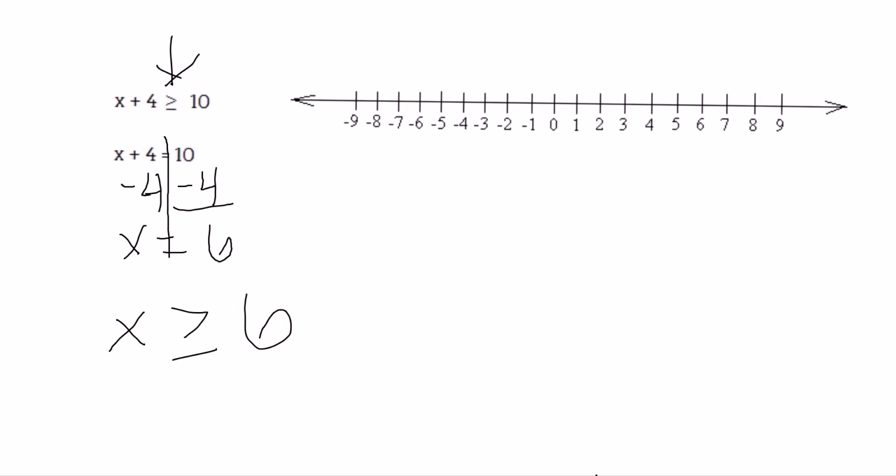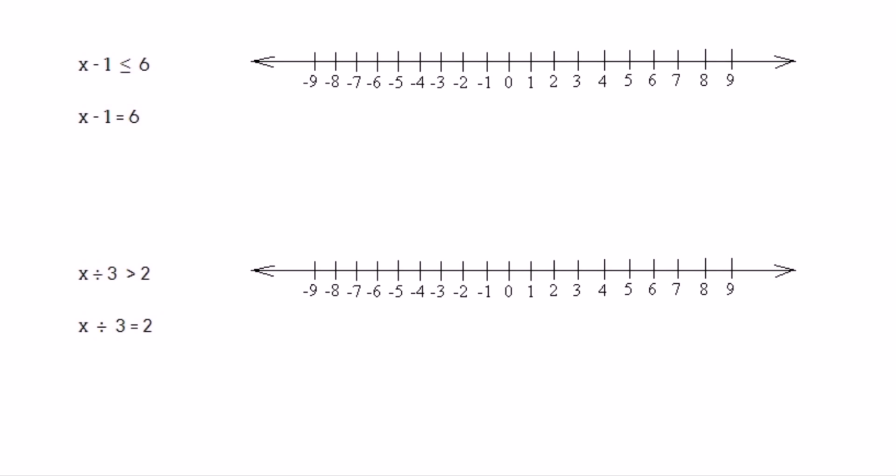Since it's greater than or equal to, you have to graph it with a closed dot above 6. That's the best I can do. And then since x is greater than, your arrow needs to be going through numbers that are greater than 6. So it would be going this direction.